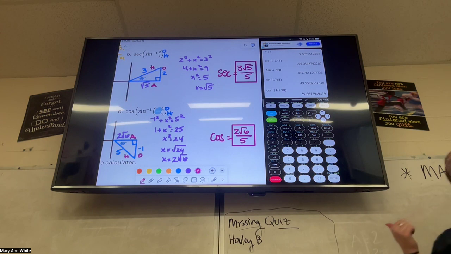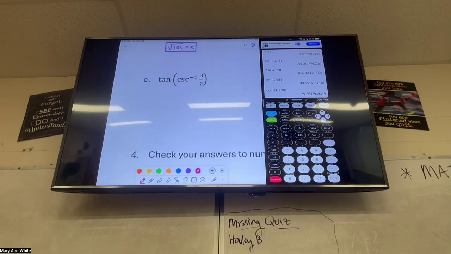Got letter B up on the board. Are we feeling okay about this? All right, go ahead, do letter C on your own, and then the last thing we'll do is just confirm that we can do this in the calculator.